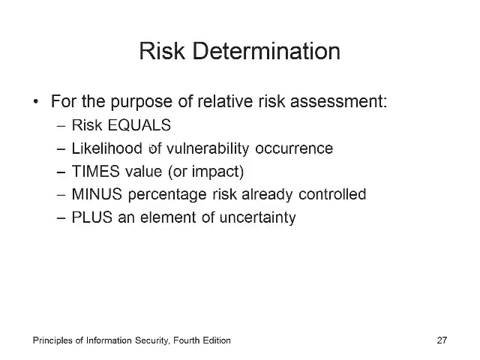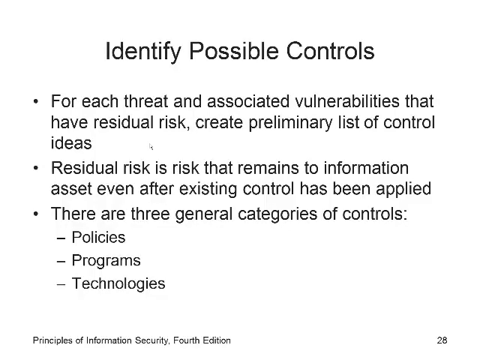Okay. Determination. It says for the purpose of risk assessment, risk equals the likelihood of a vulnerability occurrence. Okay. So there are viruses out there. What's the likelihood that that virus will affect me? That's the risk. Time values, or how long or how often it will happen, minus percentage of risks already controlled, plus an element of uncertainty. Do we ever really know everything? No, we don't. Never. Okay.